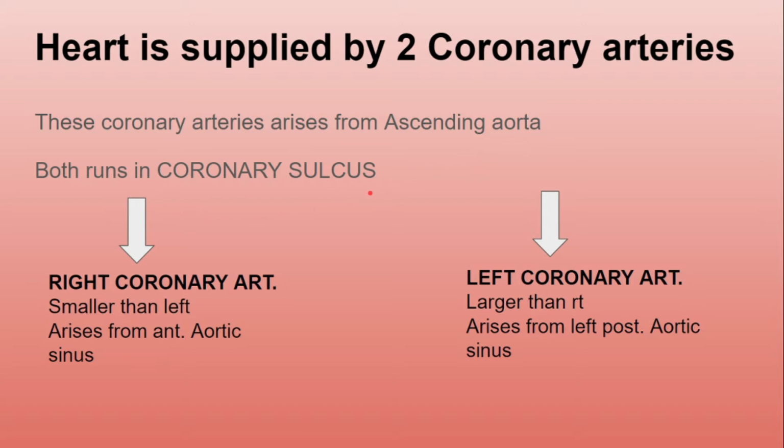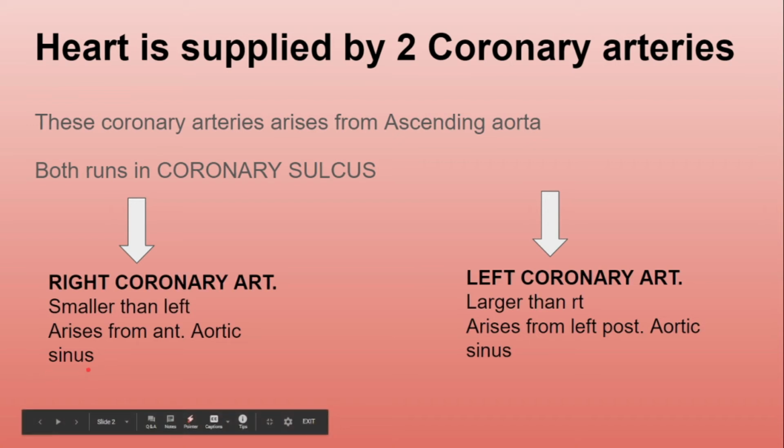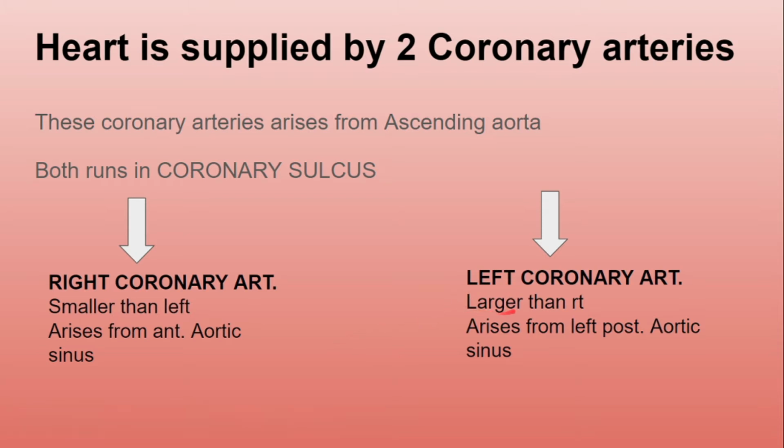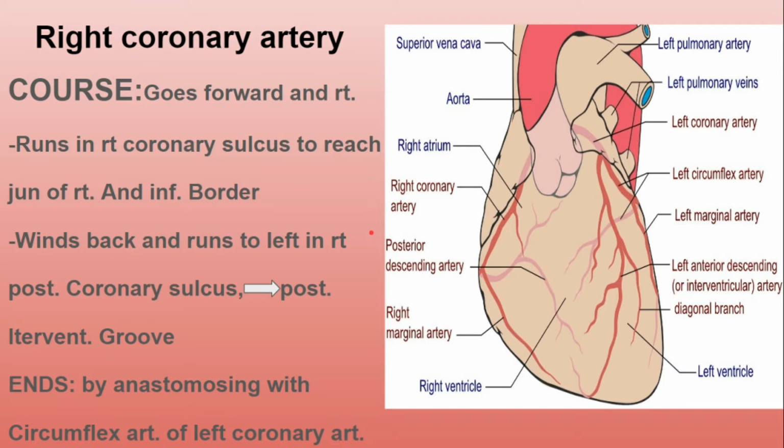Now you may know that the ascending aorta has mainly three aortic sinuses. One anterior aortic sinus and two posterior aortic sinuses, that means the right and the left one. Now the right coronary artery arises from the anterior aortic sinus and the left coronary artery arises from the left posterior aortic sinus, and the left coronary artery is comparatively larger than the right coronary artery. Now we will discuss both the arteries in detail.